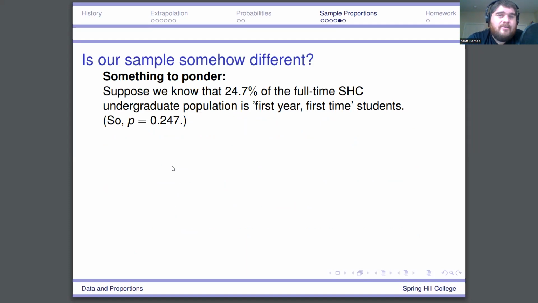Now, let's suppose we know that about a fourth, so 24.7% of full-time Spring Hill College undergraduate students are first-year, first-time students. So this is their first year in college, and this is their first time in college, so they did not attend a community college before this. They did not do any sort of college during high school or anything like that. So 24.7%, that would be P.